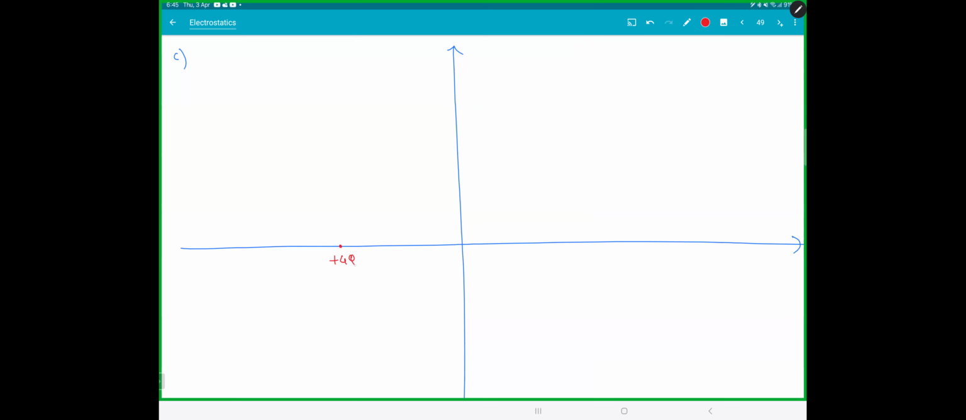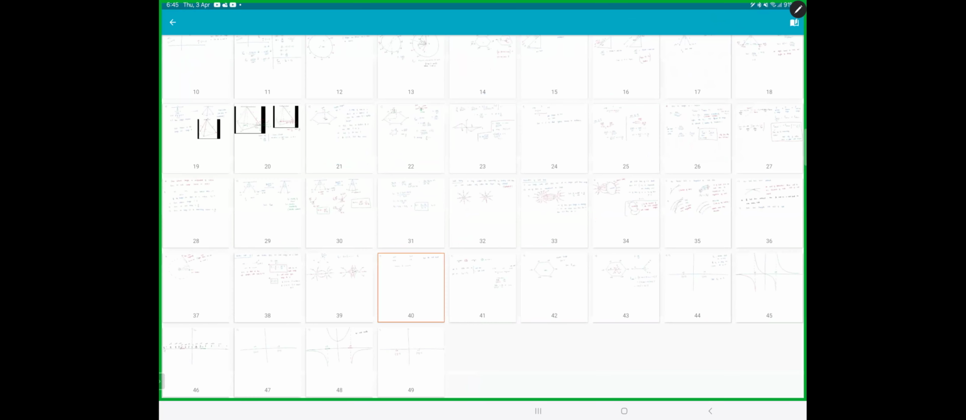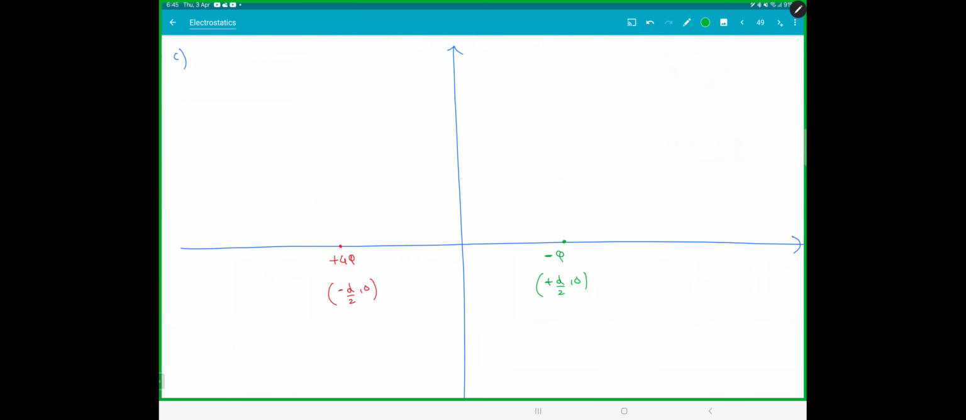Let's say this is 4q, which is at minus d by 2 comma 0. This is minus q, which is at plus d by 2 comma 0. This is the first question we did today. That question was, find the null point. Draw the graph for this. 4q, minus q. This would be even an advanced question. Try. I'll give you 2 minutes. It's a worthy question.